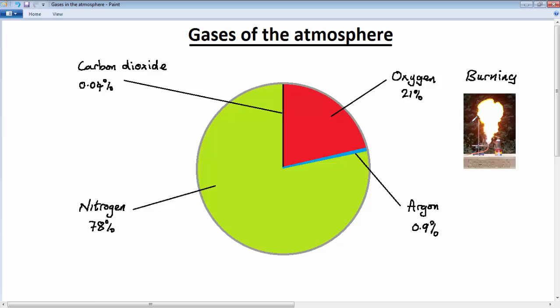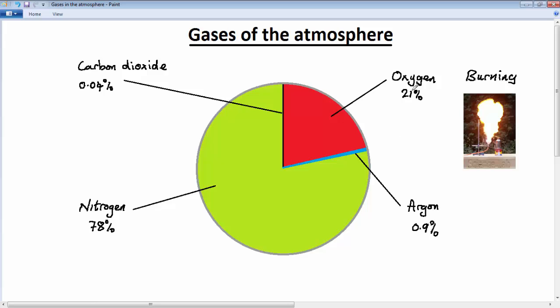You might say, well, it's also used for respiration. We need to breathe oxygen, but we actually do exactly the same thing with oxygen. The oxygen is taken into our lungs, into our blood, to the cells in our body, to the mitochondria in those cells, and there the oxygen is used to burn glucose, for example, so that we can obtain energy.